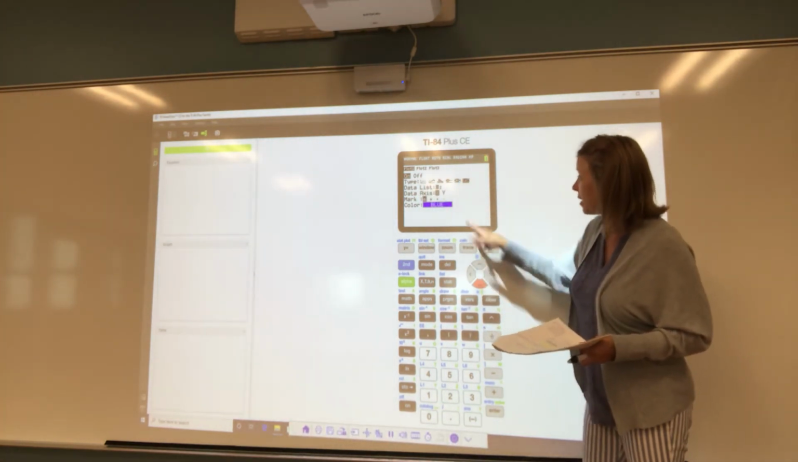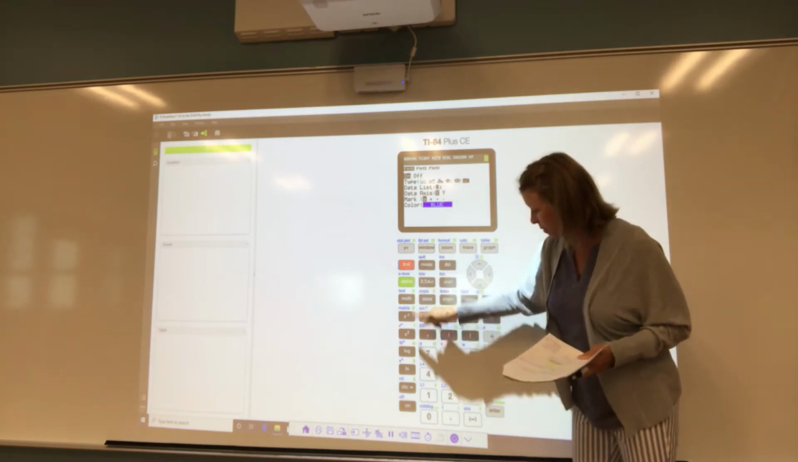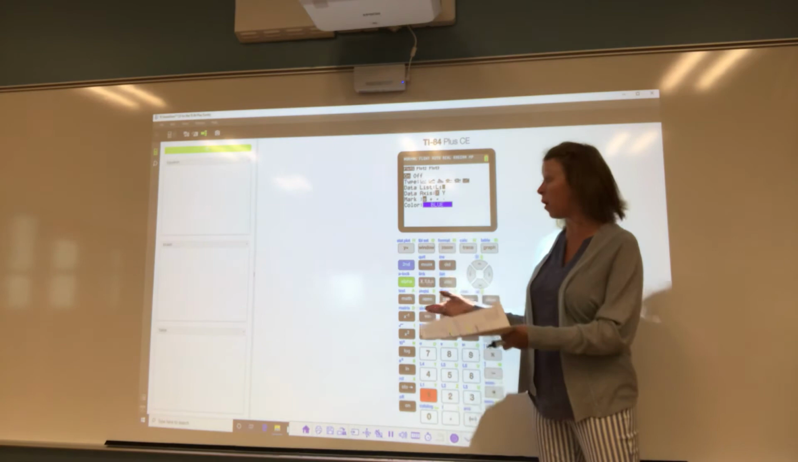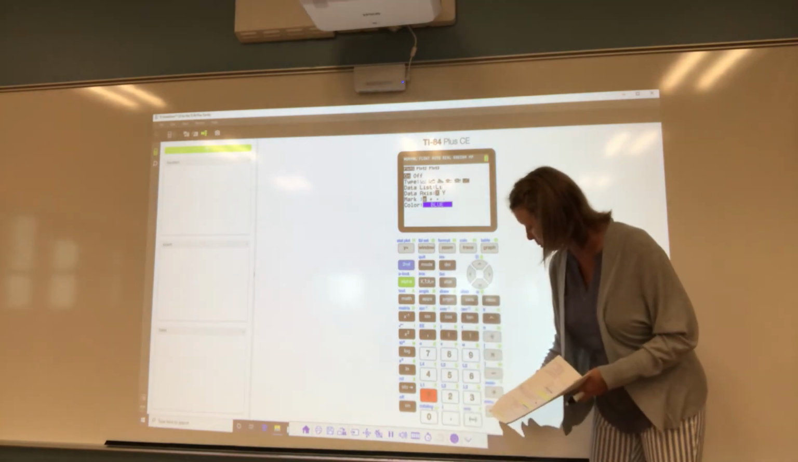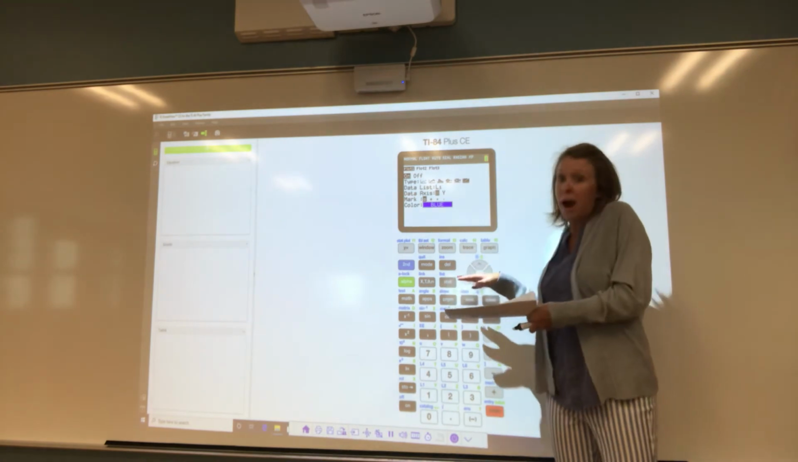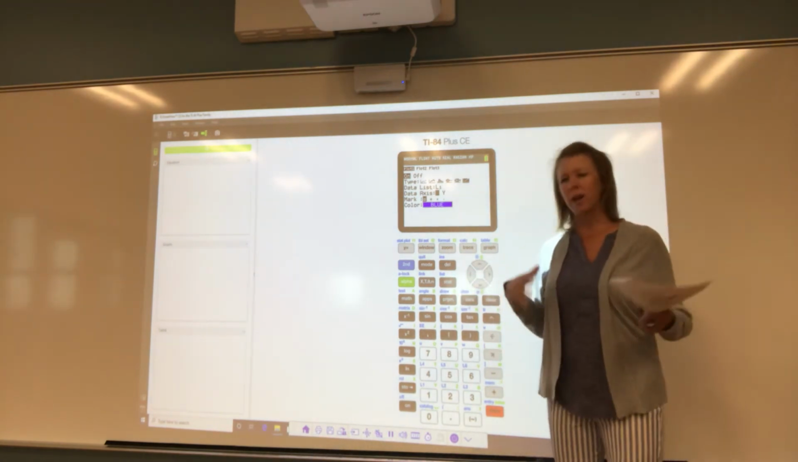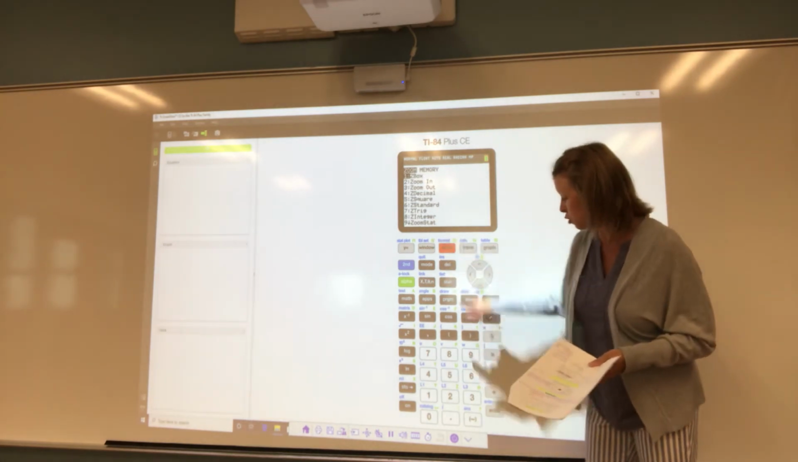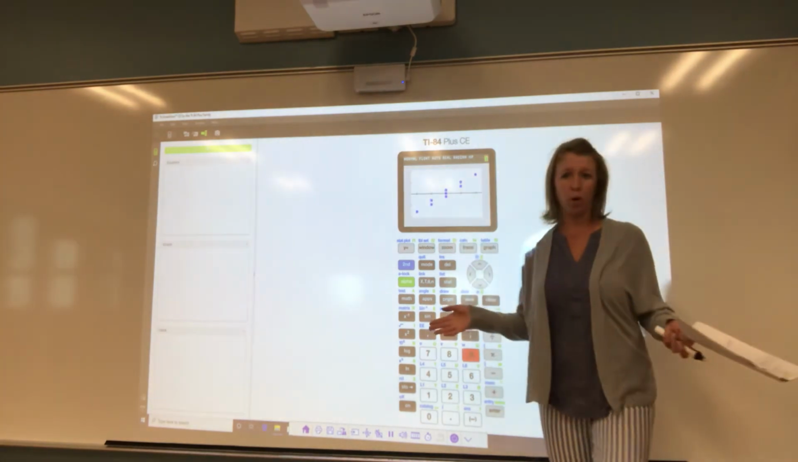You want to come down where it says data list and make sure you're telling the calculator that your data is, in this case, L1. So you're going to hit second and the number 1, so that says L1. And then, as we often do when we make graphs in statistics, we don't mess with trying to find a good window. We're just going to press zoom and option 9, ZoomStat, and let the calculator do that work for us.